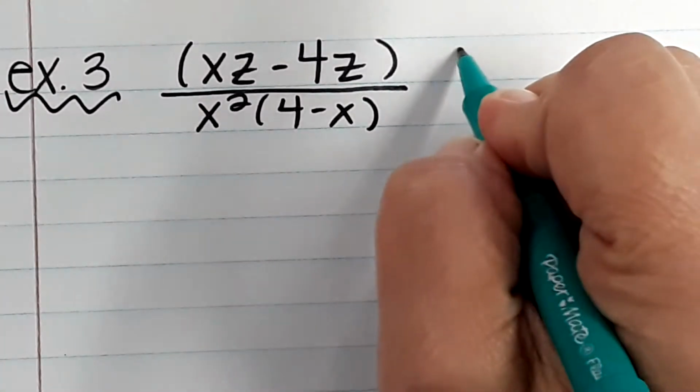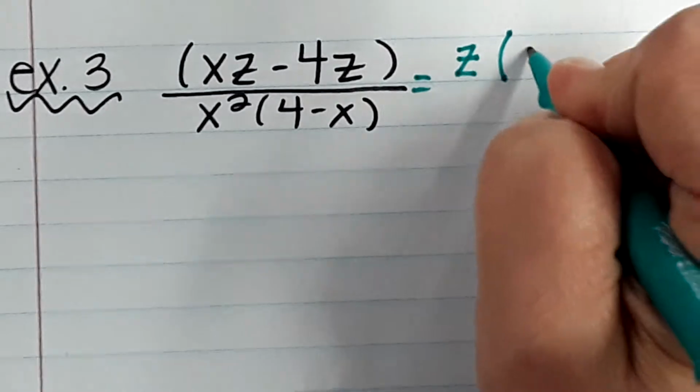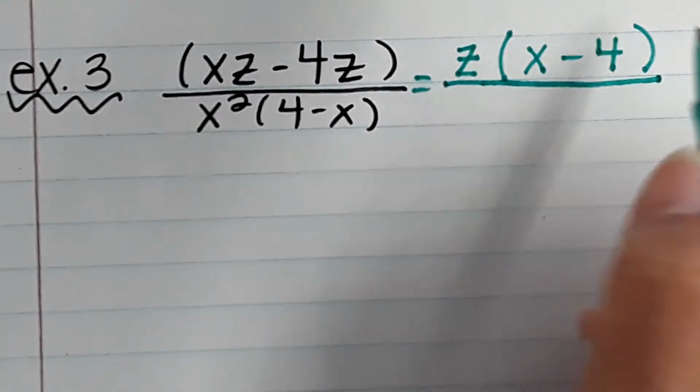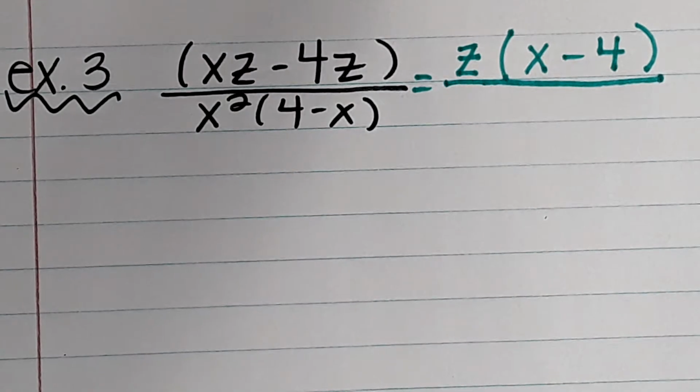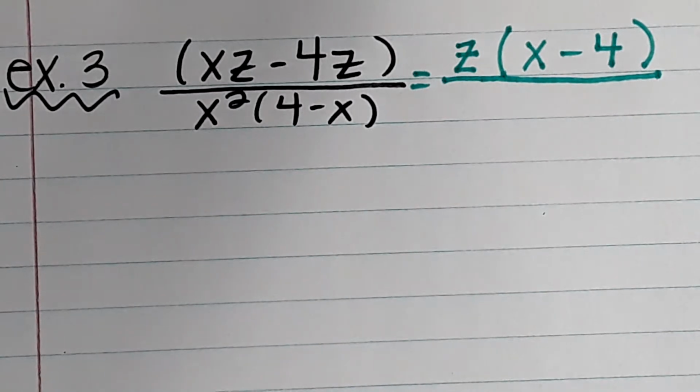The z. So I'm going to pull out the z, and I'm left with x minus 4. Now this is where you need to start looking. Once you factor something out, you're going to look at the denominator. Do you see something that looks like x minus 4? Especially when it's subtraction. When it's addition, they don't necessarily have to be in the same order. But when it's subtraction, they have to be identical.